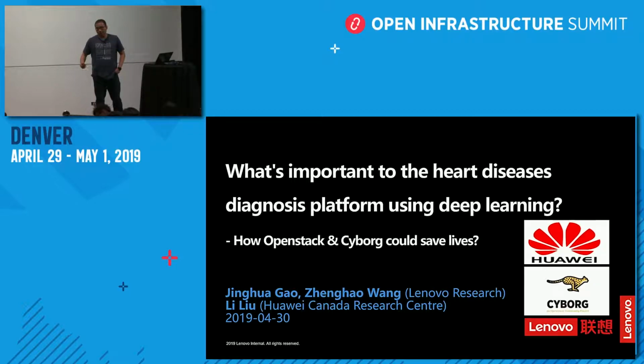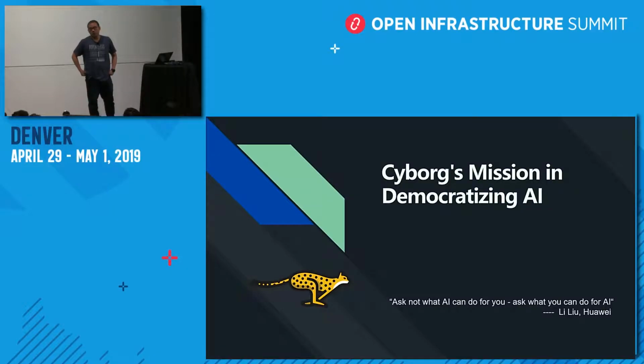Today, my friends from Lenovo and I will talk about AI, deep learning, heterogeneous computing, accelerators, as well as how to use OpenStack and Cyborg to save lives by detecting heart disease. This presentation will have two parts. In the first part, I will talk about Cyborg's mission in democratizing AI. Then my friends from Lenovo will talk about heart disease detection using deep learning.